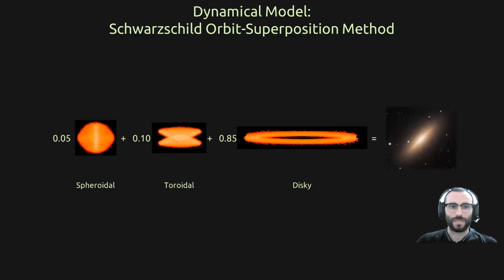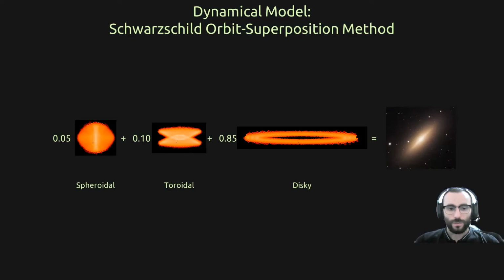So the method is based upon a Schwarzschild orbit superposition dynamical model. And so this takes a whole bunch of a diverse range of numerically integrated orbits, and I illustrate a few here. These are shown in projection just for illustration. So these are spheroidal, toroidal, or disk-like orbits. And then we try to find the best linear combination of these orbits which reproduce the galaxy. And in this case, by galaxy, what I mean is the measured kinematic moments.